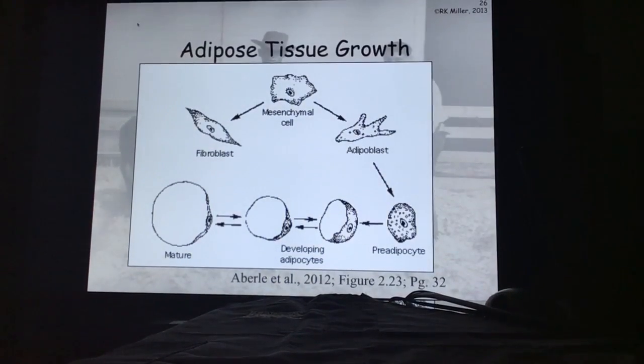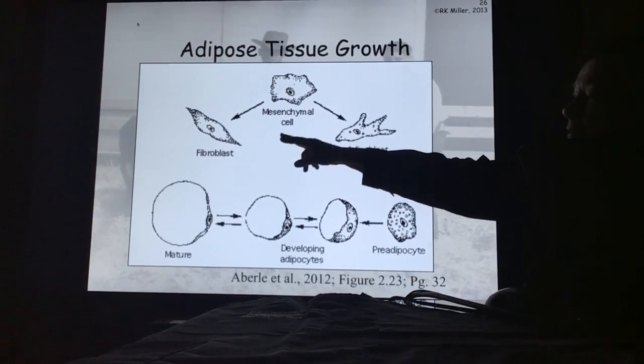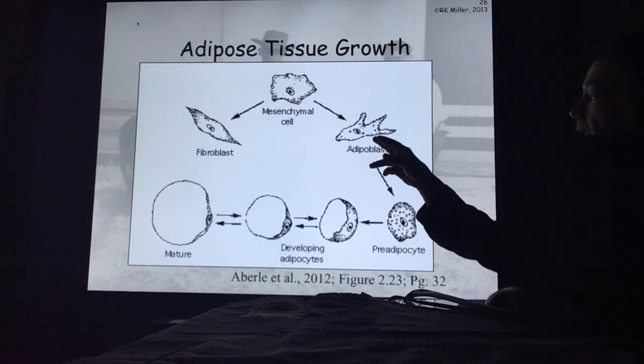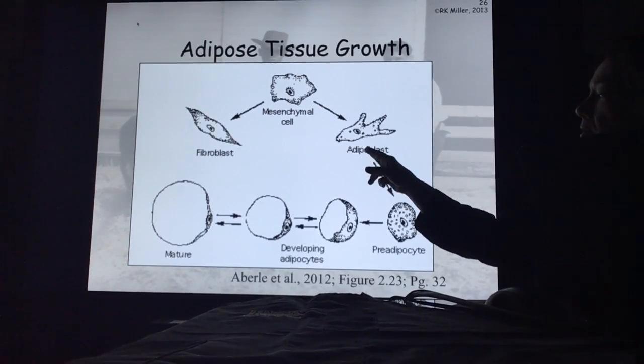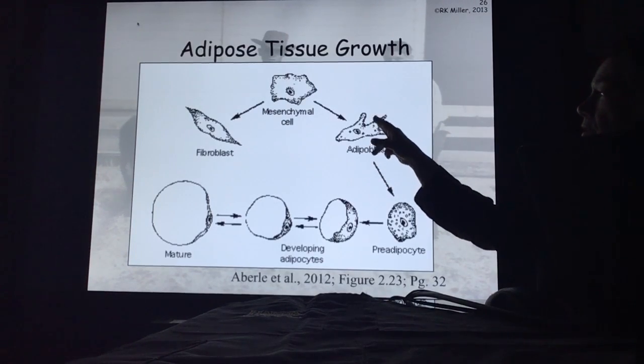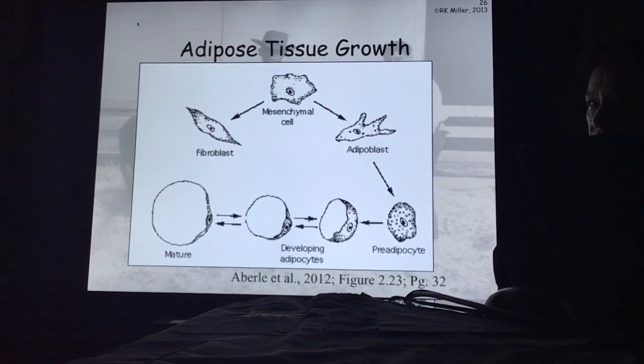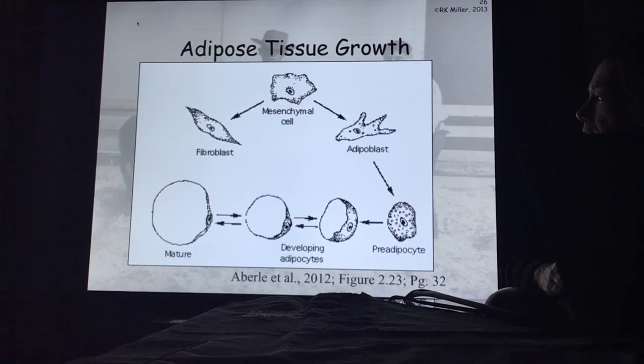So this is the picture from the textbook that shows the mesenchymal cell and how it can either differentiate into a fibroblast or an adipoblast. Notice that the mesenchymal cell has a centrally located nucleus. It's a little bit irregular in shape. The biggest difference between a mesenchymal cell and an adipoblast is, first of all, notice the real irregular shape. Looks like you took an egg and cracked it on a hot sidewalk and it just kind of oozed out there.